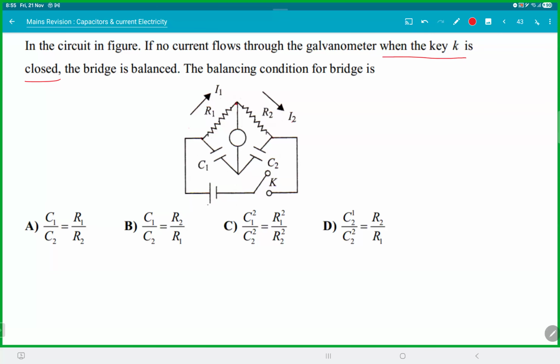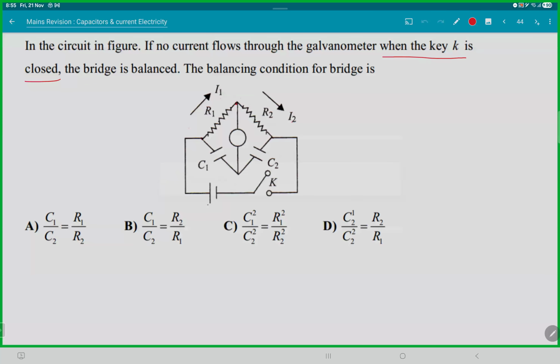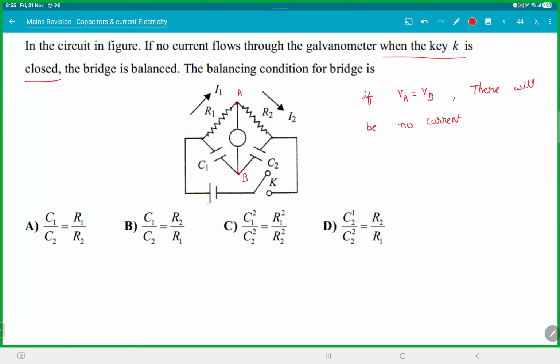Let's see. What is the catch in the question? The reason why the current is not flowing through that is simple. There must be no potential difference. So this point and this point must have the same potential. Since VA is equal to VB, there'll be no current. So if there's no current, you can treat them as one circuit and this is one circuit.